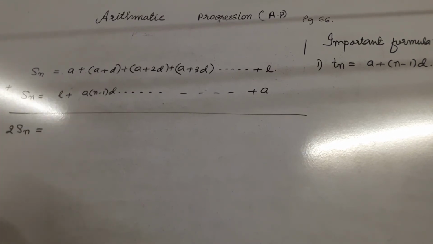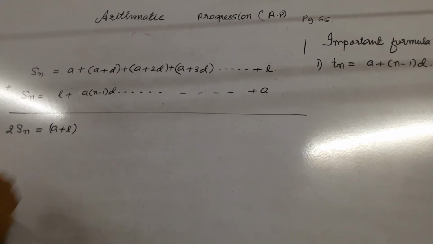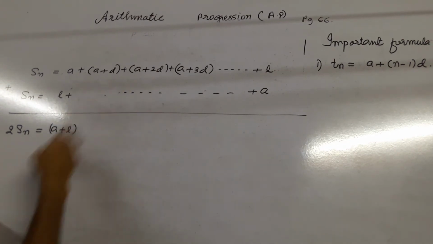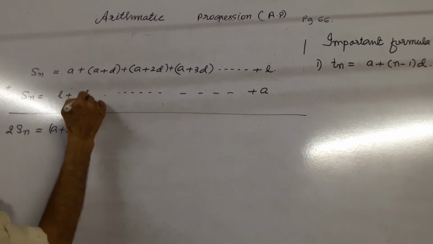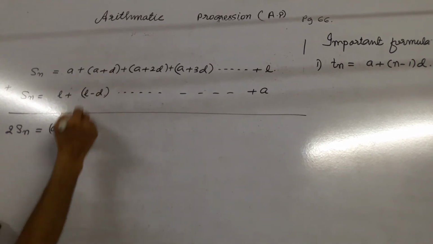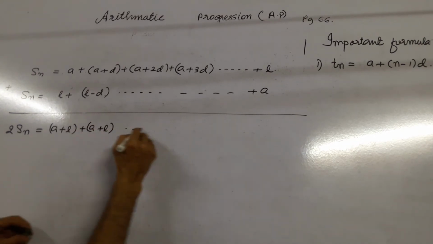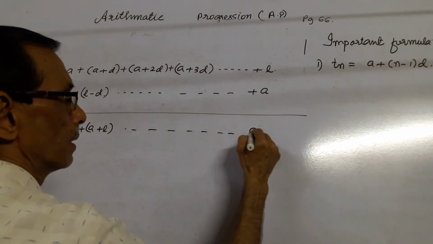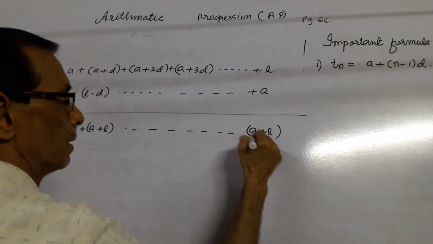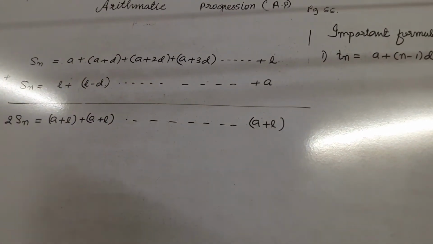Here we get A plus L. Again here you will get A plus L, because this is L minus D. The last term is L, the difference is D, so this is L minus D. And therefore D and D cancel, so again A plus L. And in this we will get here also A plus L, and in this we will get N times A plus L.